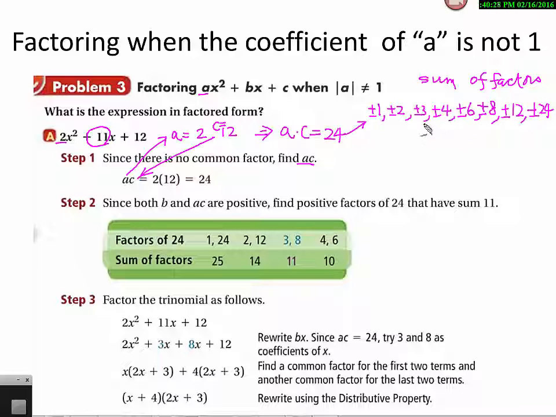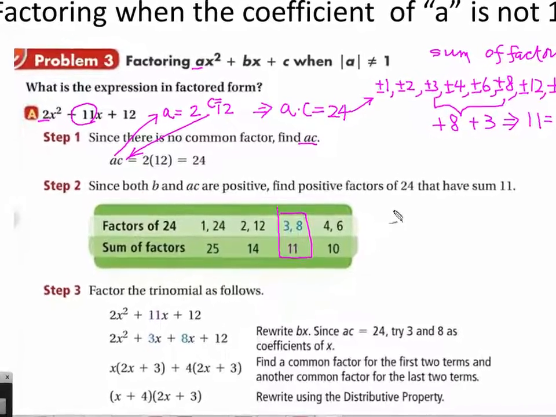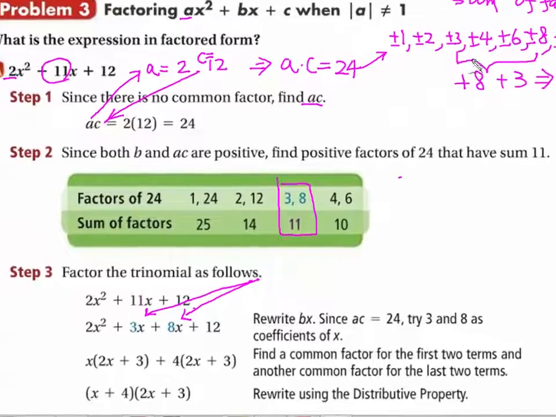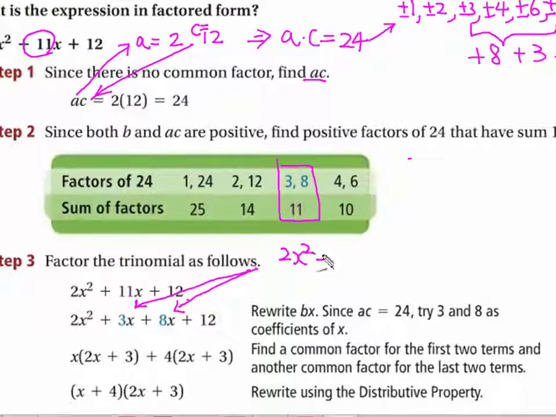So the only combination that we have is plus 8 plus 3, which add up to 11, and this is the p value. That's why you have this. The next step, you have to break it down to this. Look, 3 and 8 are the factors right here. So we're going to write down 2x squared plus 3x plus 8x plus 12. Okay, 8 plus 3 is 11 right here.